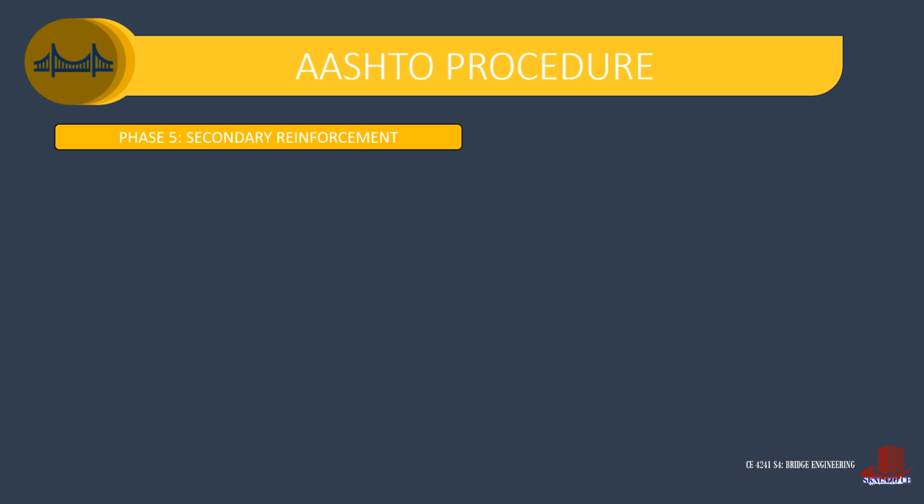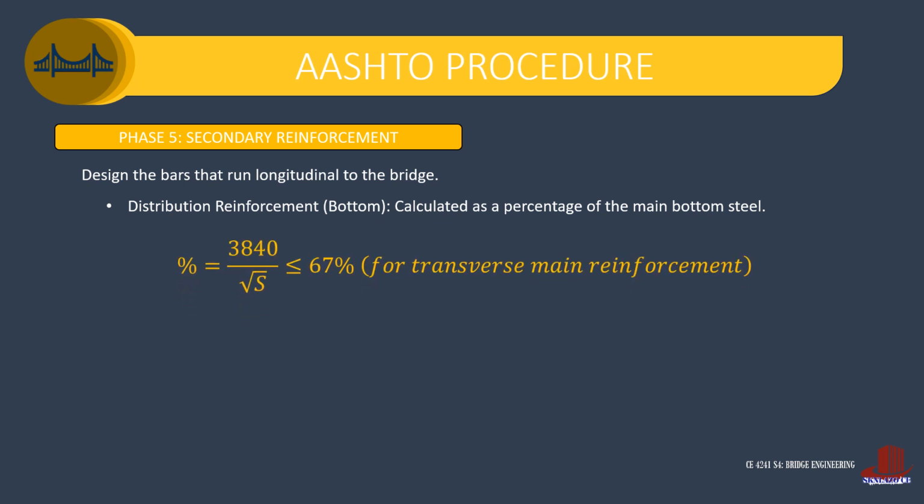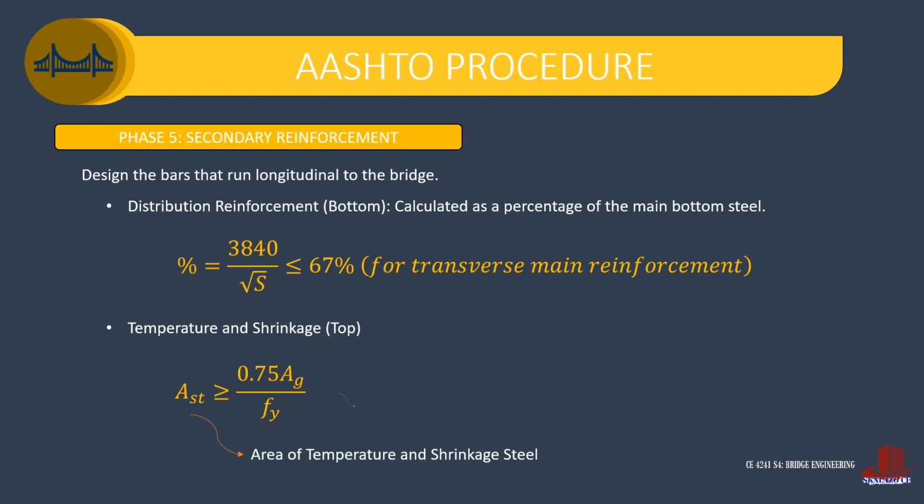Phase 5 is for the fatigue limit state, where we design and check the longitudinal bars of the deck. The bottom longitudinal bars are taken as a percentage of the main bottom steel. The percentage should be not more than 67% of the transverse main reinforcement, which is 3,840 upon root of S. The top longitudinal reinforcement should be enough to counter temperature and shrinkage. The temperature and shrinkage area should be equal to or more than 0.75 of the gross area of concrete upon Fy.